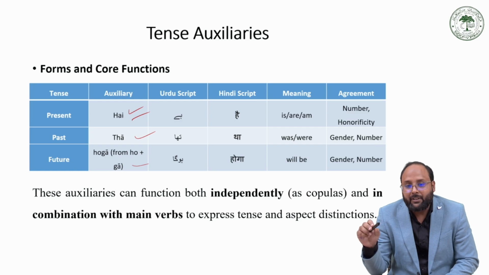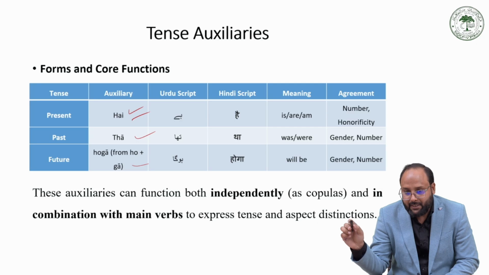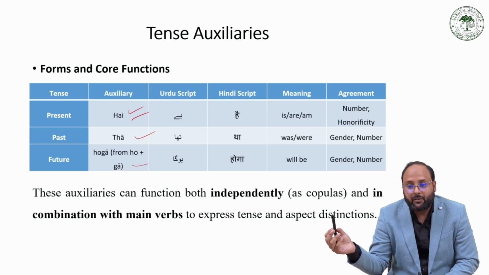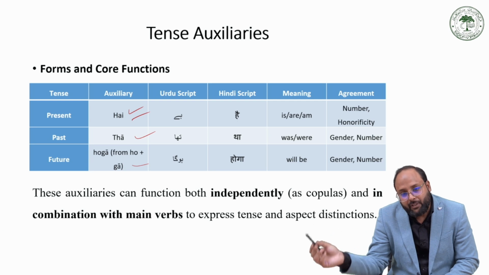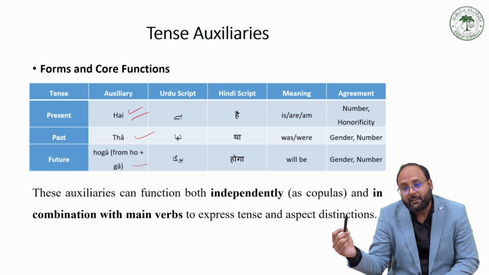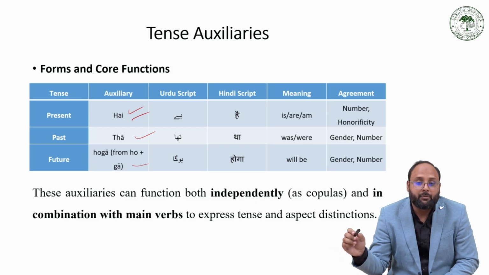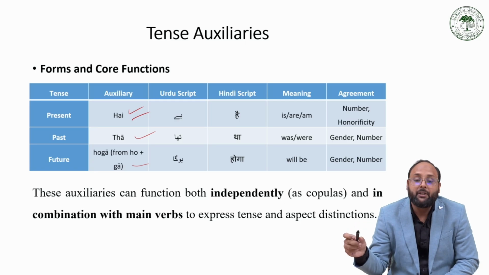These auxiliaries can function both independently as copulas and in combination with the main verb to express tense and aspect distinction. In some sentences they are used independently, like वो लड़का है, where there is no main verb. Sometimes we are also using them with a main verb, like लड़का खेलता है, लड़की खेलती है, बच्चे फुटबॉल खेलते हैं. So both possibilities are there: either we use it independently or in combination with a main verb.